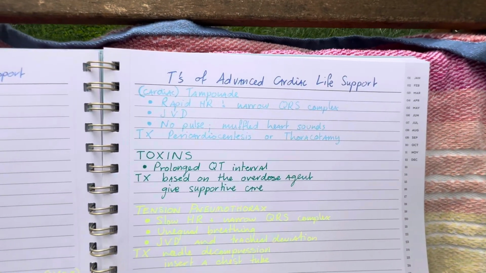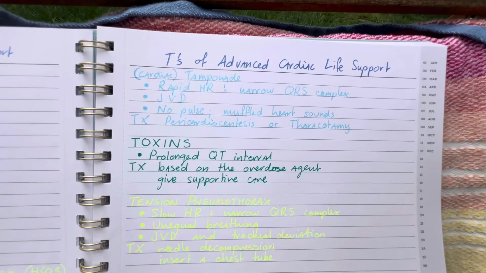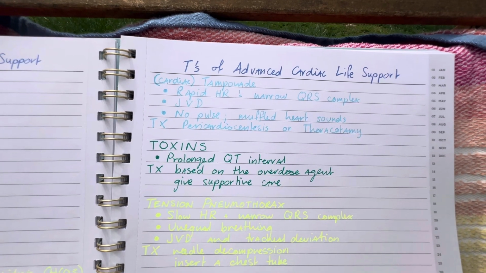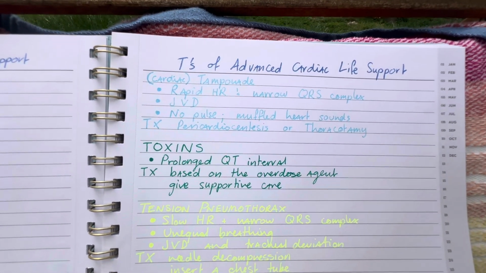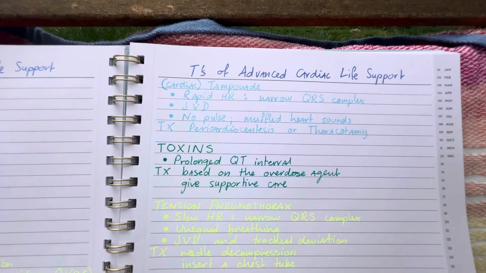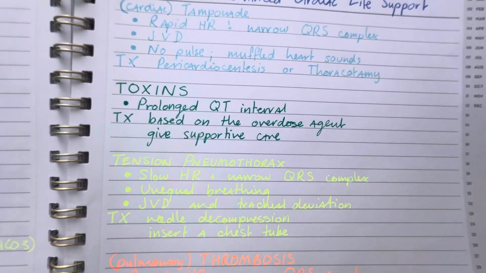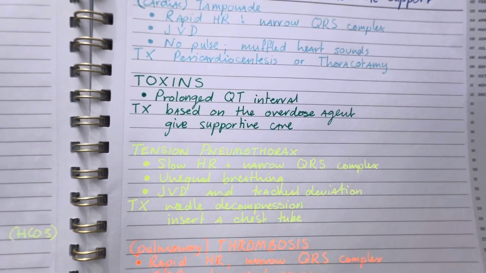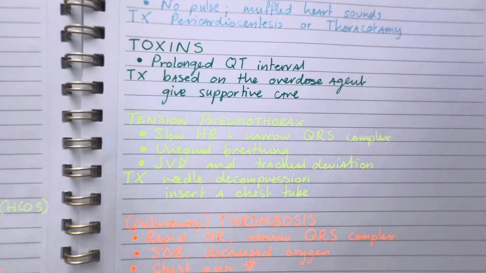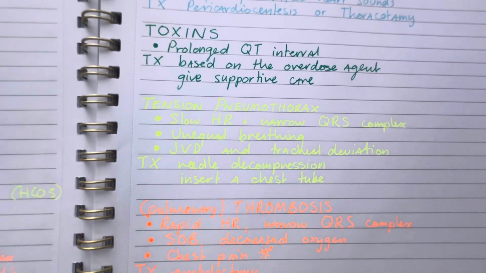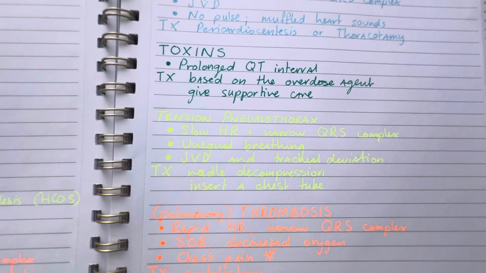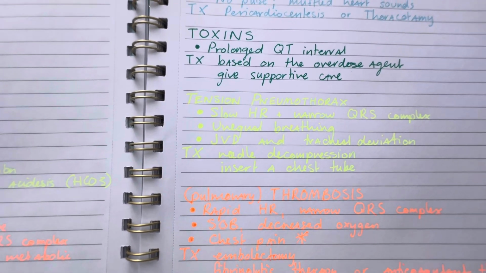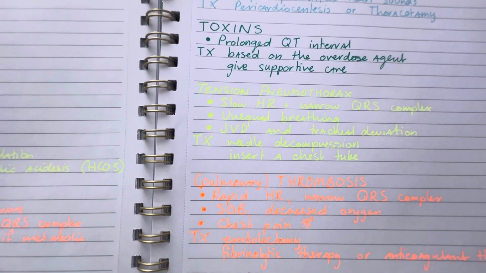The T's of advanced cardiac life support. Cardiac tamponade. You'll see a rapid heart rate with a narrow QRS complex, jugular vein distension, no pulse, and a muffled heart sound. The treatment is pericardiocentesis or thoracotomy. Toxins. You'll see a prolonged QT interval. The treatment is based on the overdose agent. Give them supportive care. Tension pneumothorax. You'll see a slow heart rate, narrow QRS complex, unequal breathing, jugular vein distension, and tracheal deviation. They will need a needle decompression or to insert a chest tube.